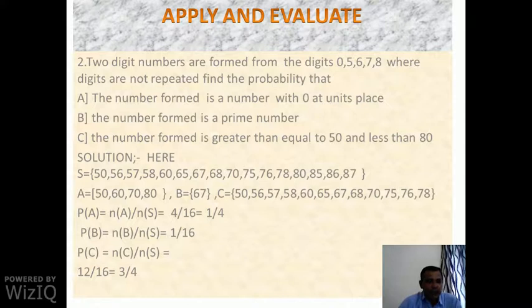By the formula for probability, P of A is equal to N of A by N of S. It is 4 by 16, that is 1 by 4. P of B is equal to N of B by N of S, that is 1 by 16. And P of C is equal to N of C by N of S. It is equal to 12 by 16, that is 3 by 4.